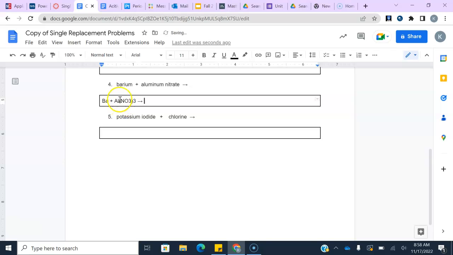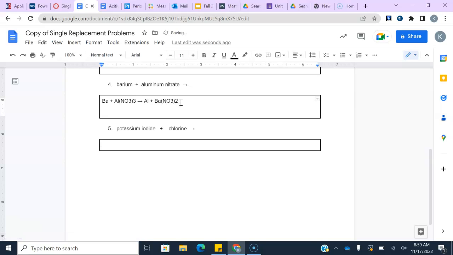Now remember, like will replace like, so barium and aluminum are going to switch places. So now we're going to have aluminum by itself plus barium nitrate. Okay, so NO3. Now barium is a 2 plus, so this will be Ba(NO3)2. Okay, that's where a lot of us were just getting thrown off. We didn't have our formulas correct.